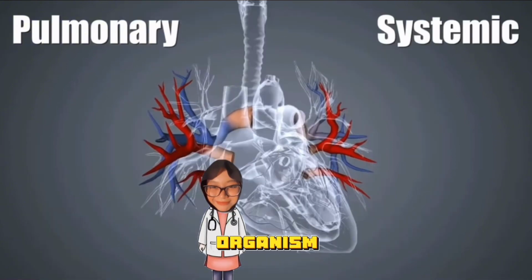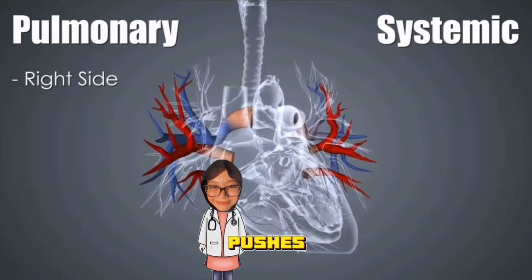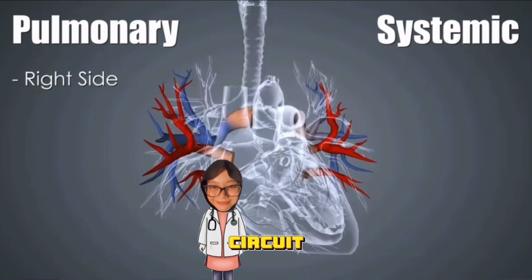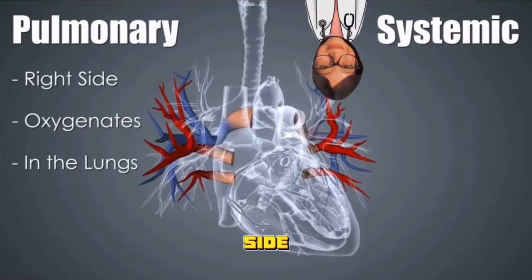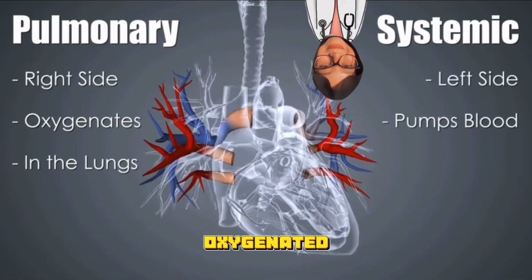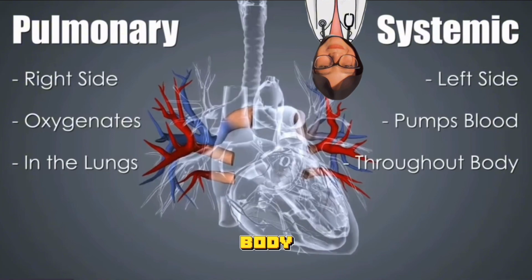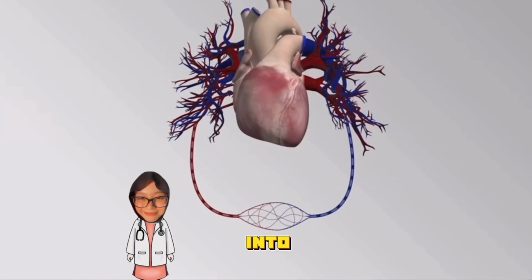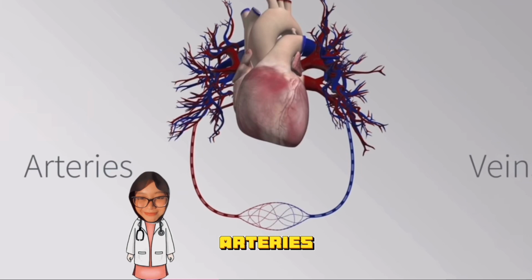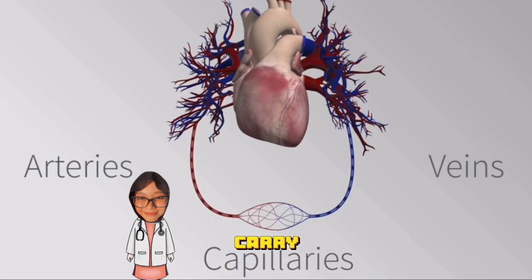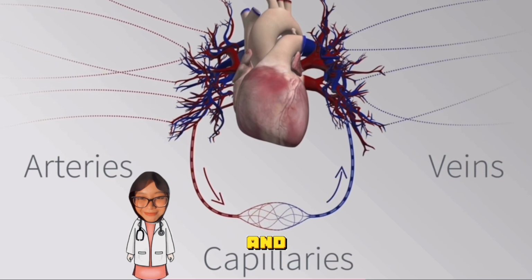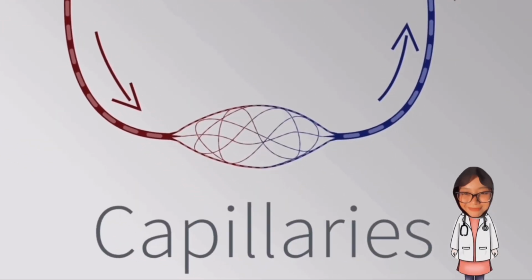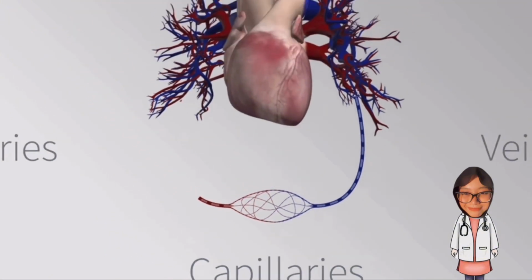In the human organism, the right side of the heart pushes the blood through the pulmonary circuit so that it can be oxygenated in the lungs. The left side of the heart pumps oxygenated blood to the entire body. Blood vessels can be separated into three groups: arteries, veins and capillaries. Arteries carry blood away from the heart, veins carry blood towards the heart, and capillaries are microscopic thin-walled blood vessels which form a vast network connecting arteries and veins.